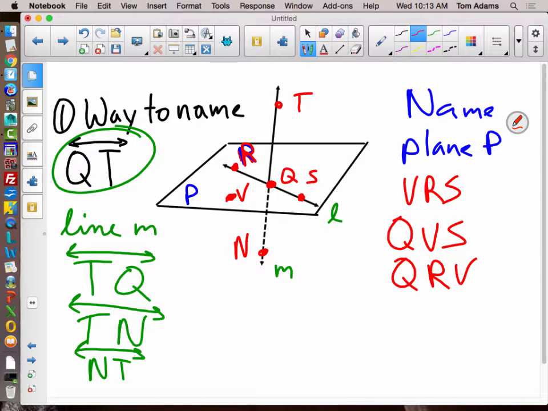Do you know why we need at least 3 points? Or else it'd be a line. Yeah, because if we only did 2 points, it would just be a line. Does that make sense? Yeah. And they have to be, here's a fancy word, 3 non-collinear points.